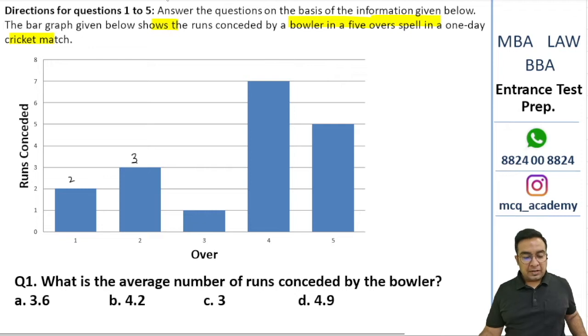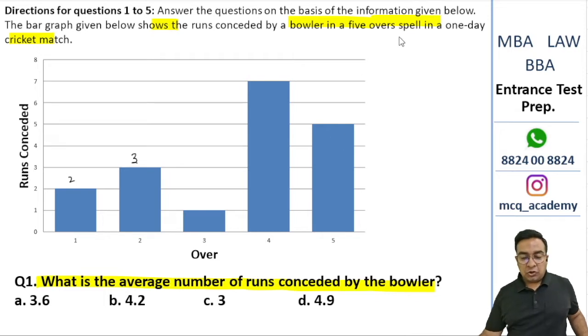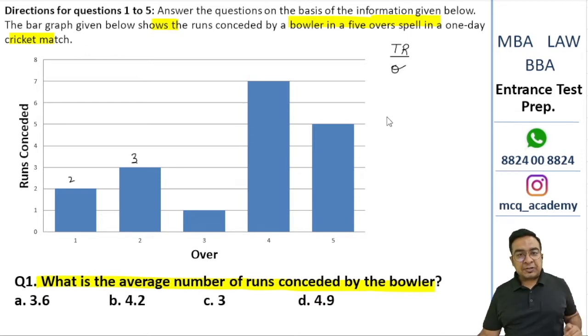Now, question number 1. What is the average number of runs conceded by the bowler? So average number of runs is equal to total runs divided by the number of overs that you are provided with. So first we need to calculate the total number of runs which he has conceded in these 5 overs. So first over he conceded 2 runs, in the second over he conceded 3 runs, in the third over he conceded 1 run, in the fourth over he conceded 7 runs, and in the fifth over he conceded 5 runs.